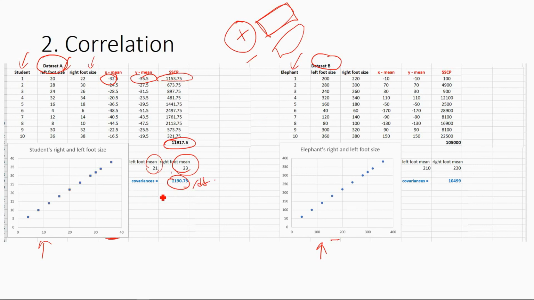You will notice that the value is different. This cannot be correct, because they show the same strength of the relationship. So that means that we need to standardize it. The difference is caused by the unit of measurement. Both of them are cm, but this one is much larger in this kind of population. So we need to standardize it.